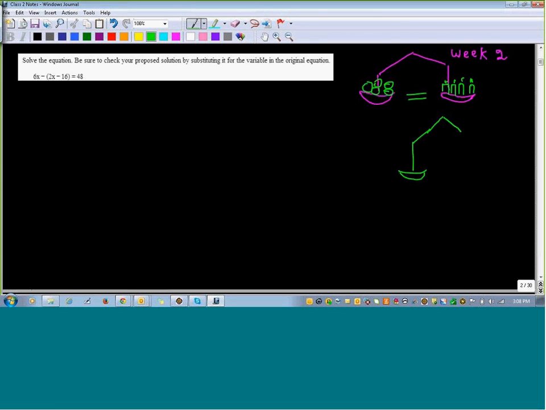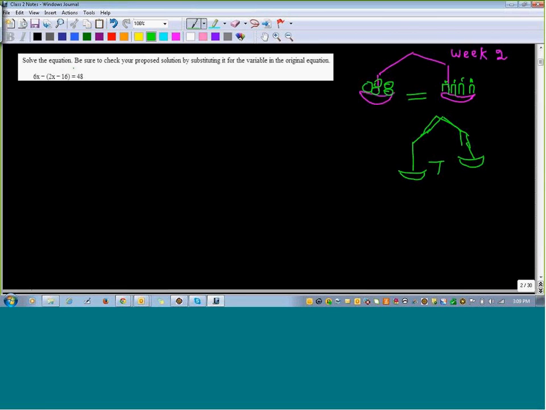If the scale is hanging, one side up and one side down, you know that's an inequality, right? When one side is heavier than the other, that's an inequality. So an equation is a statement where two sides are equal.